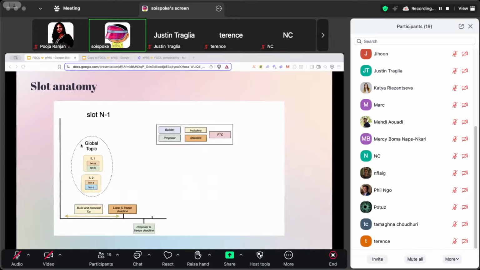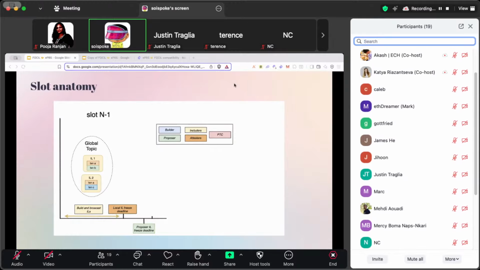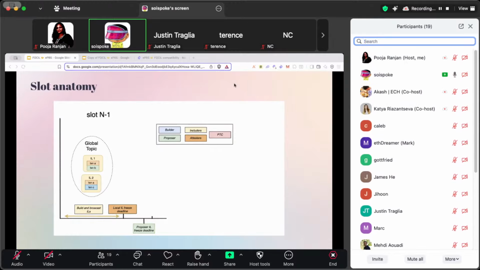Okay, so slot anatomy. What happens in slot n-1 is very easy for you to grasp, because it's FOCIL. I'll talk about different parts of what's happening in different slots in the first diagram I'm going to show, but here we can just talk about what FOCIL does. Imagine slot n-1: you have the includers, and they build and broadcast their inclusion list on the CL P2P network.